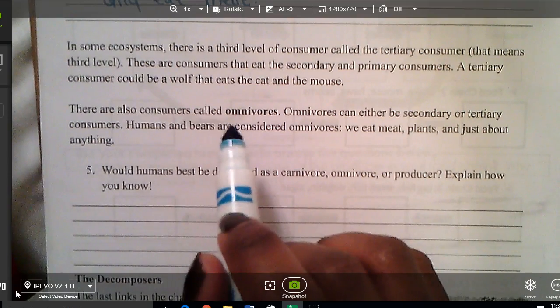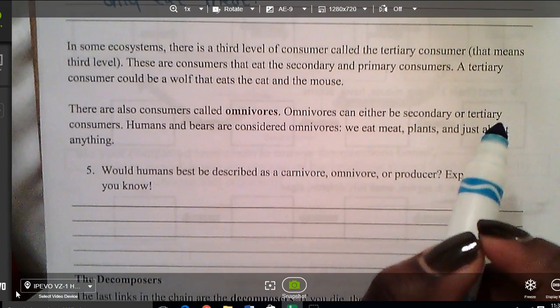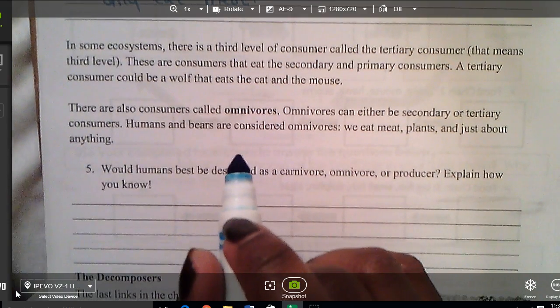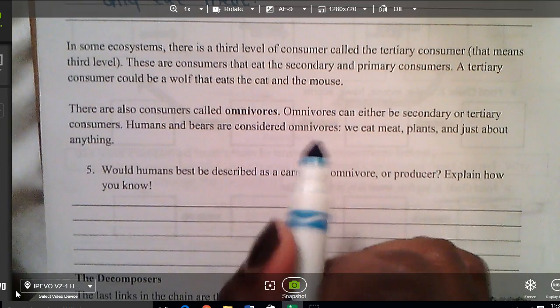There are also consumers called omnivores. Omnivores can either be secondary or tertiary consumers. Humans and bears are considered omnivores. We eat meat, plants, and just about anything.